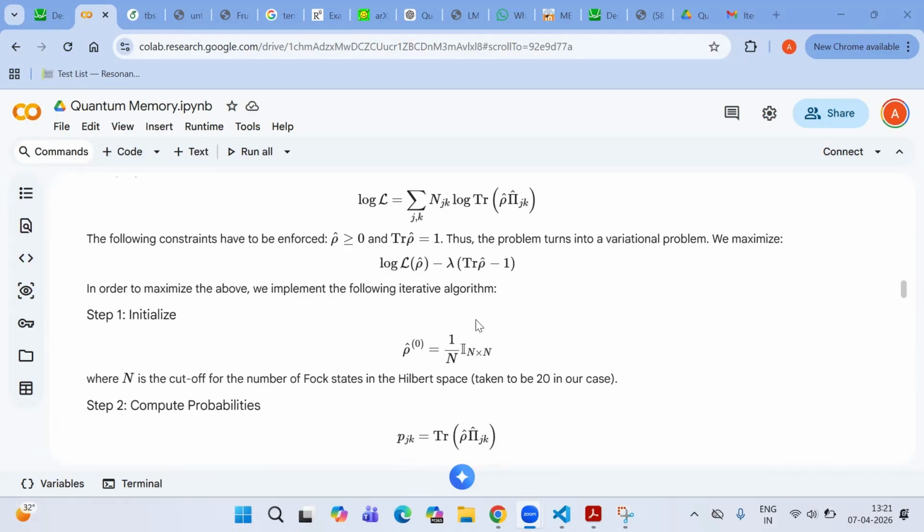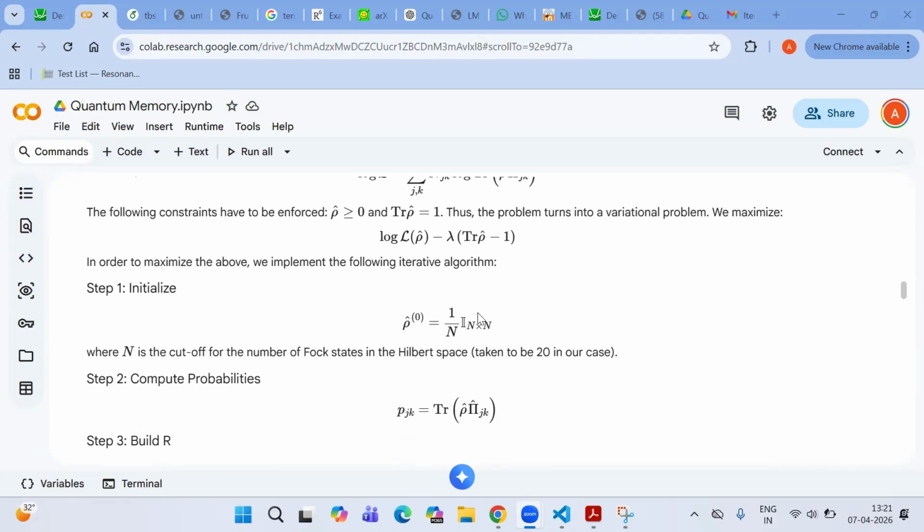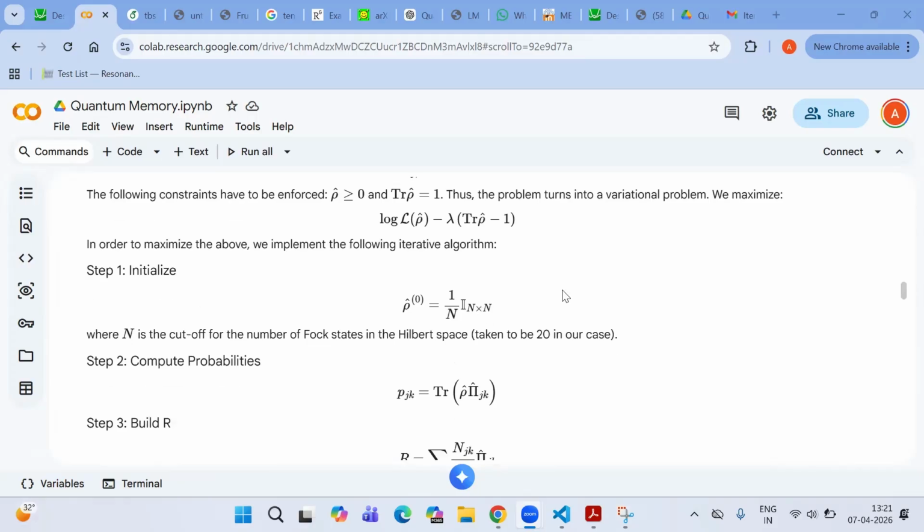In order to maximize the above, we now employ this iterative algorithm. So I'll walk you through the steps. Step 1 is, of course, initialization. This is the initial guess for rho, which is simply the identity n cross n over n, because we want the trace to be 1. And n is just the cutoff for the number of Fock states that we are taking in our Hilbert space. So here in our code, it is 20.